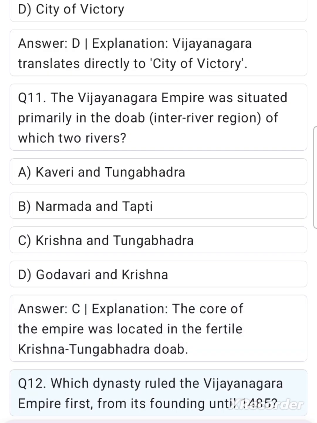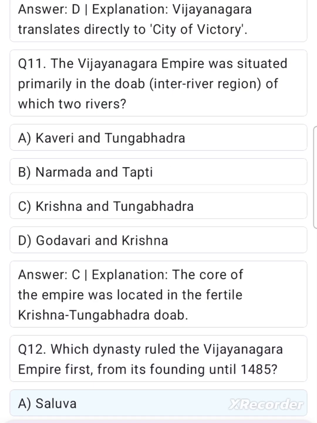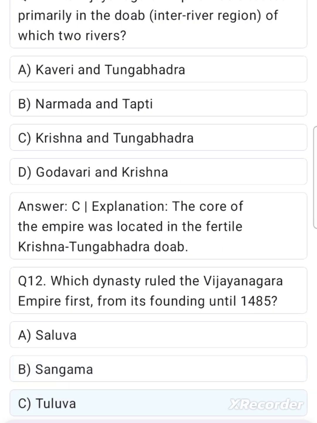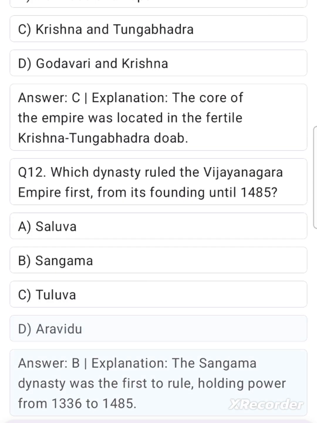Q12. Which dynasty ruled the Vijayanagara Empire first, from its founding until 1485? A. Saluva. B. Sangama. C. Tuluva. D. Aravidu. Answer. B. Explanation. The Sangama dynasty was the first to rule, holding power from 1336 to 1485.